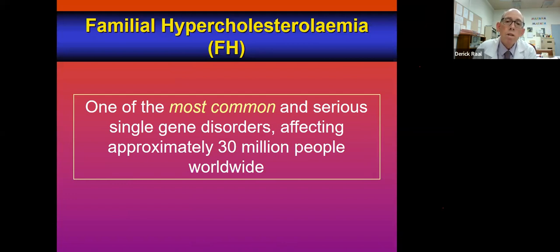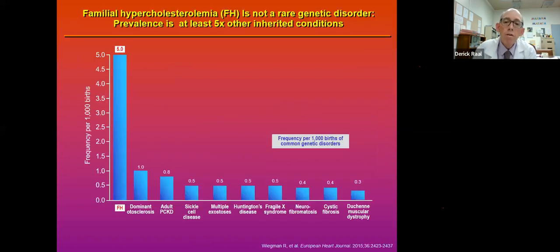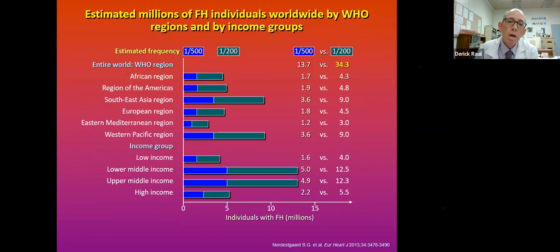Just to remind you all, it's the most common of the inherited gene disorders, affecting about 1 in every 300 people worldwide, or over 30 million people. If we compare it to other genetic diseases like cystic fibrosis and neurofibromatosis, you can see that familial hypercholesterolemia is much more common. These are the estimates around the world. We used to think FH affected about 1 in every 500 people, but the more accurate estimate is now 1 in every 200 to 300 people. On the African continent, there are over 4 million people with this condition.